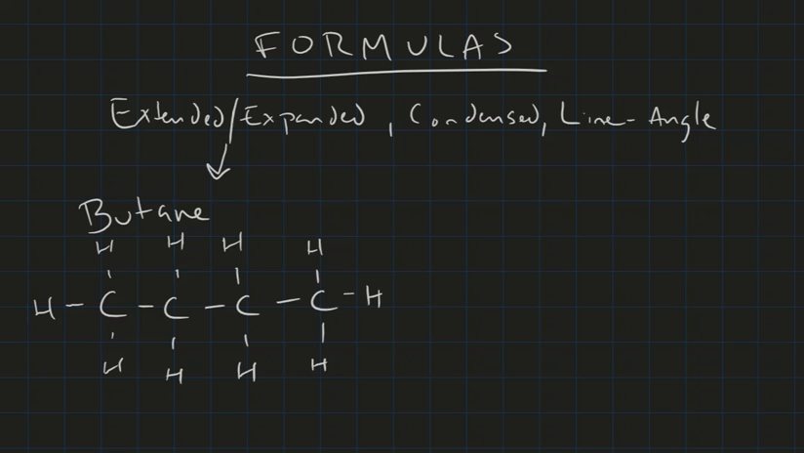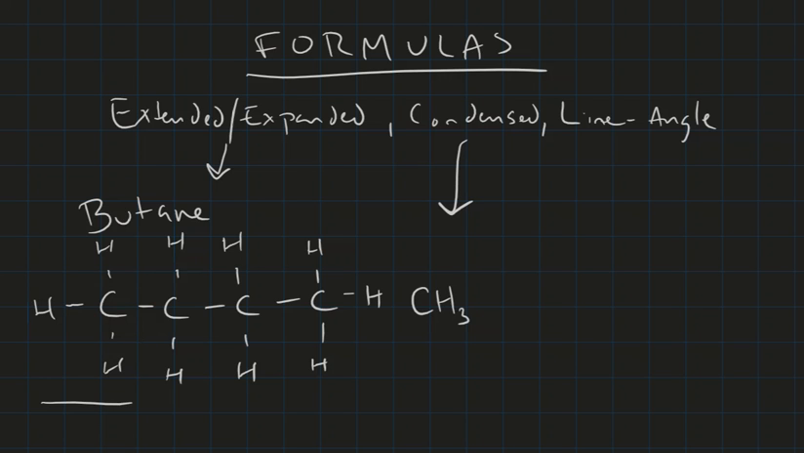Now we can condense this. Let's condense this down. And when we condense it, what we want to do is write it in a way that someone can look at it and understand what this molecule looks like without having to draw it out. So what we do is we say it is CH3. We start over here on the left, and we say CH3.